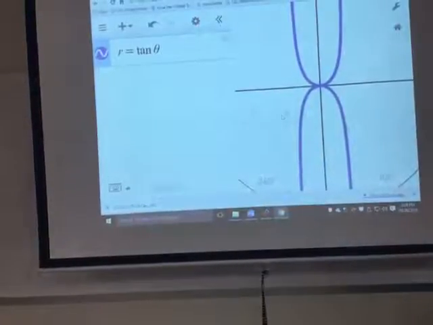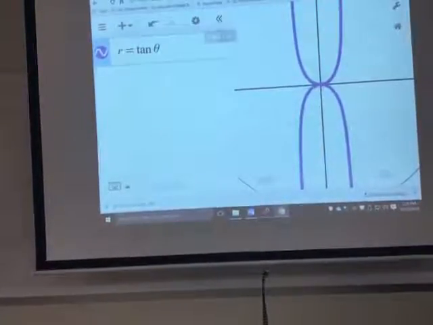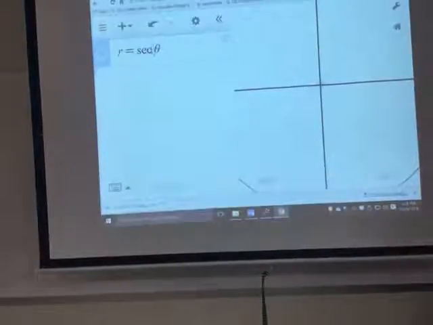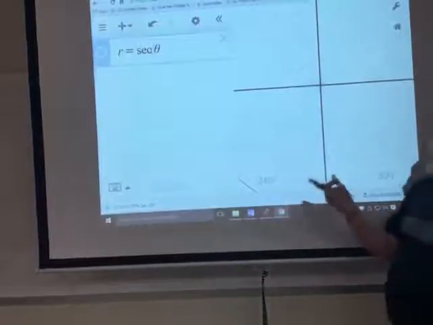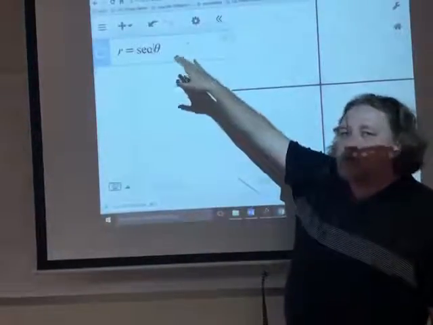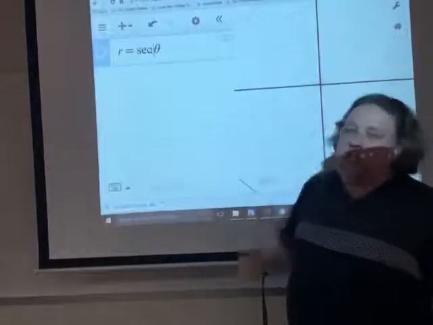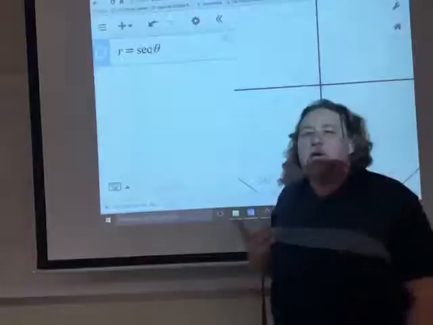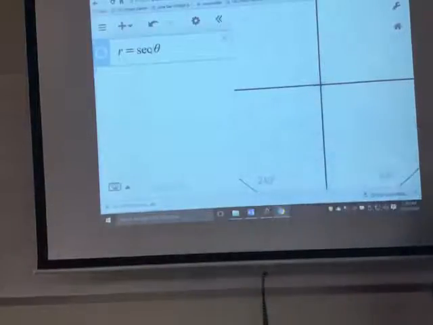And now one last one for you to look at. What if I did the secant of theta? Now we know secant is 1 over cosine. So this basically says 1 over cosine theta. And I could write that if I needed to. That's how I would do it on the graphing calculator. What do you suppose I'm going to see if I want 1 over cosine?